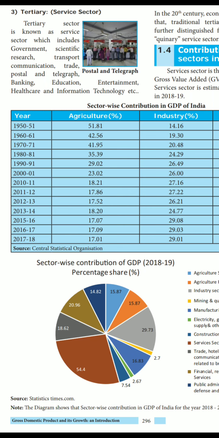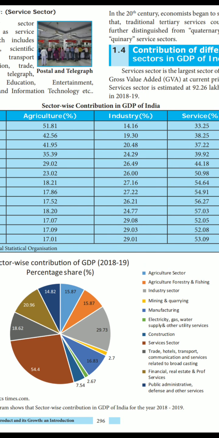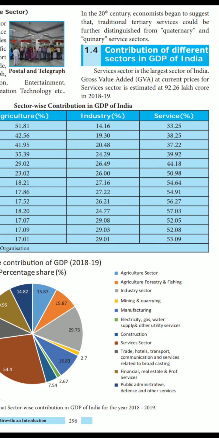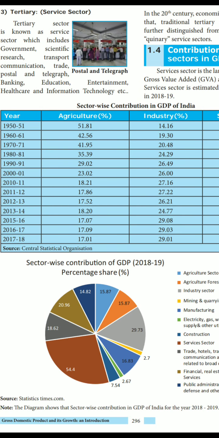In 1950 to 51, how much was the percentage of agriculture? That is 51.81%. Industry 14.616%. Service sector, what is the percentage? 33.25%. Are you clear? Like that, each year it has been mentioned. Next one, sector-wise contribution of GDP 2018-19. Now 2020-21, isn't it? So sector-wise, now 2021-22. So sector-wise contribution of GDP is what we have learned about in this lesson for 2018-19.